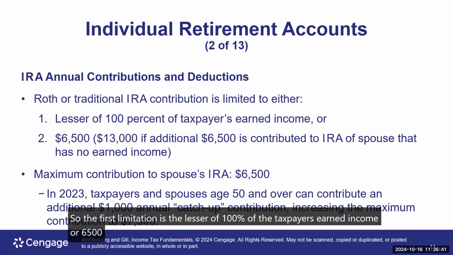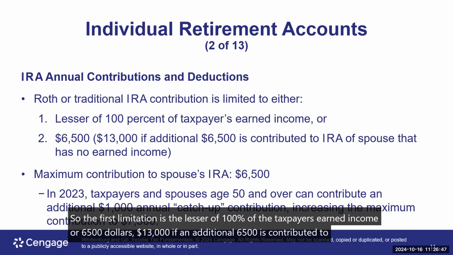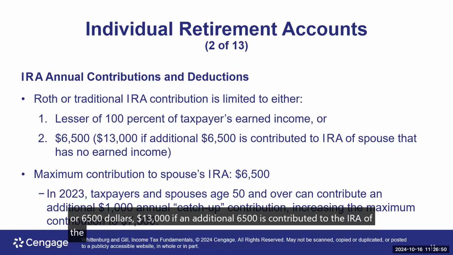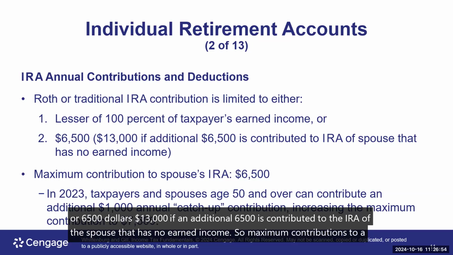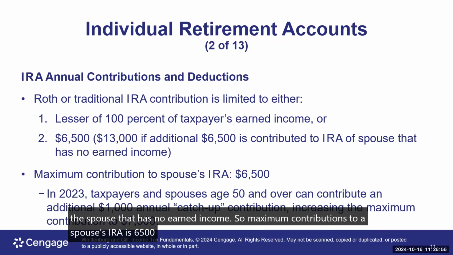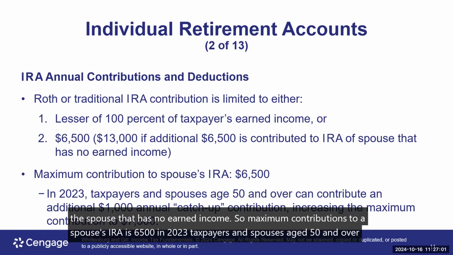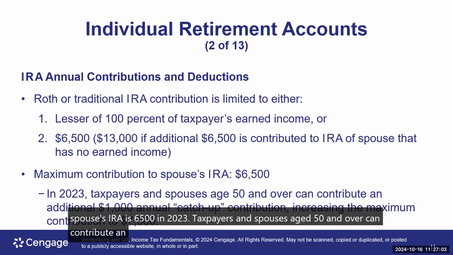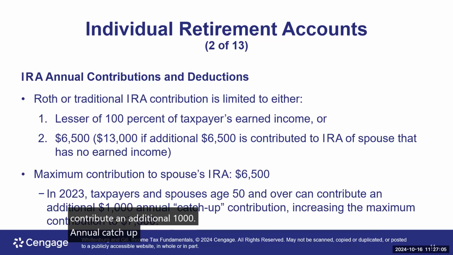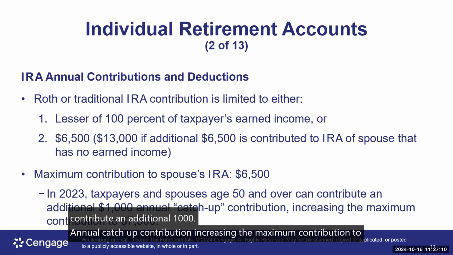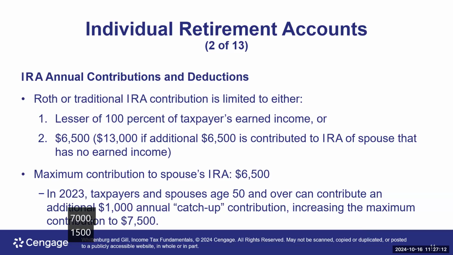$6,500, or $13,000 if an additional $6,500 is contributed to the IRA of the spouse that has no earned income. So the maximum contribution to a spouse's IRA is $6,500. In 2023, taxpayers and spouses age 50 and over can contribute an additional $1,000 annual catch-up contribution, increasing the maximum contribution to $7,500.